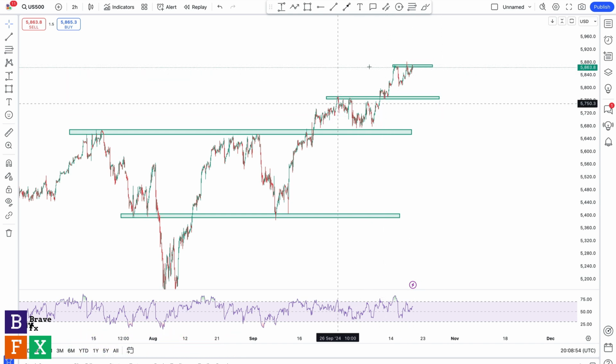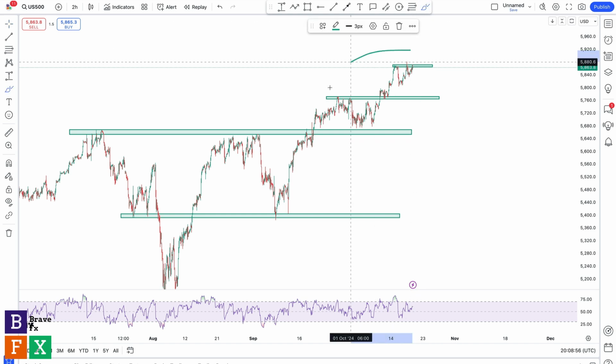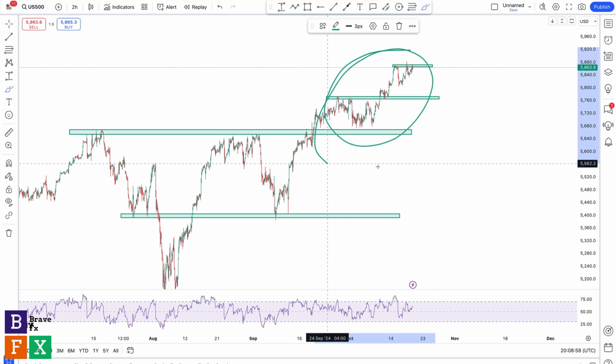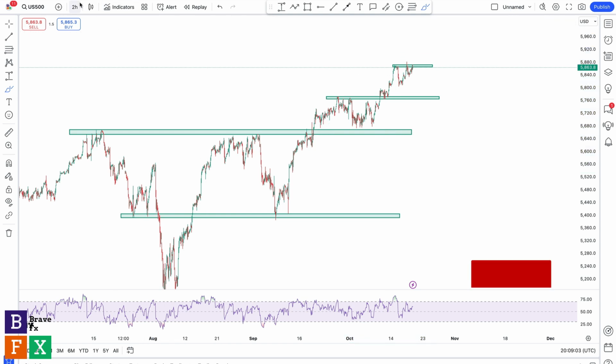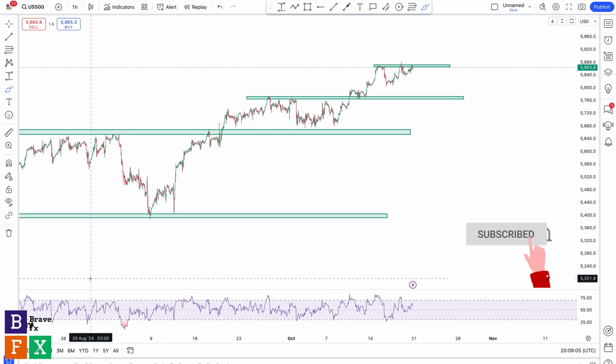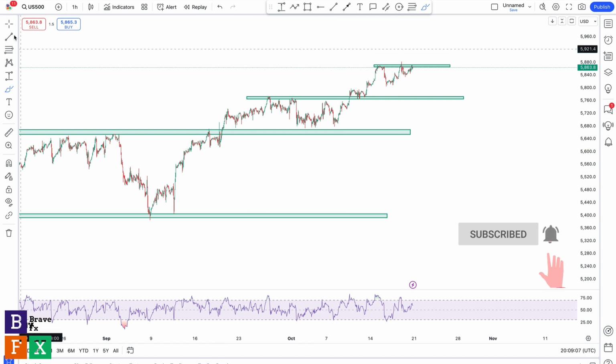This is a 2 hour time frame, and I want us to focus on what we have over here, because this is what's most important right now on this chart. So going out to the 1 hour time frame, we are able to pay close attention to these price levels.